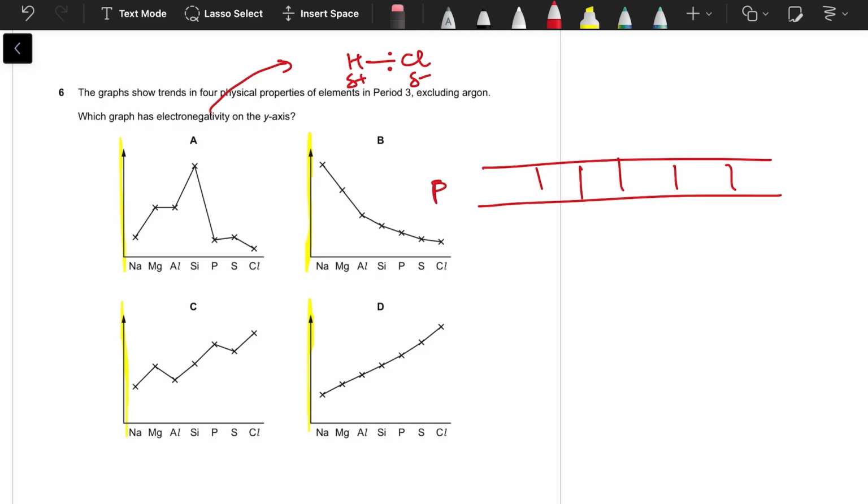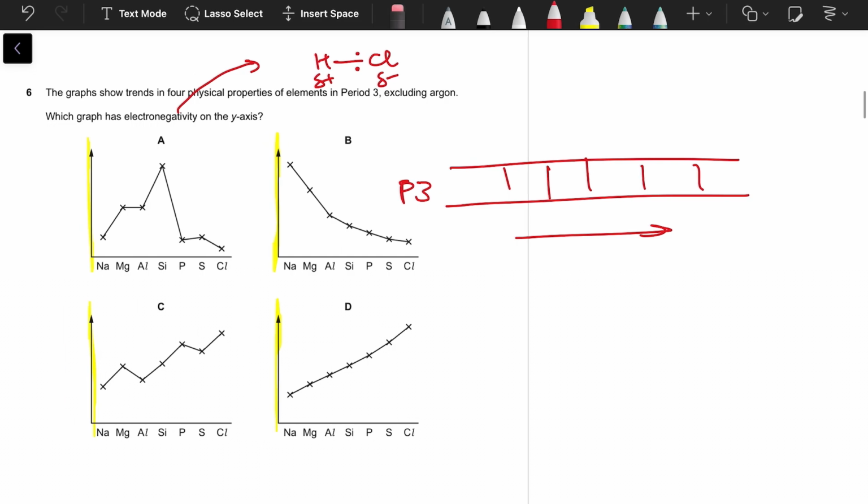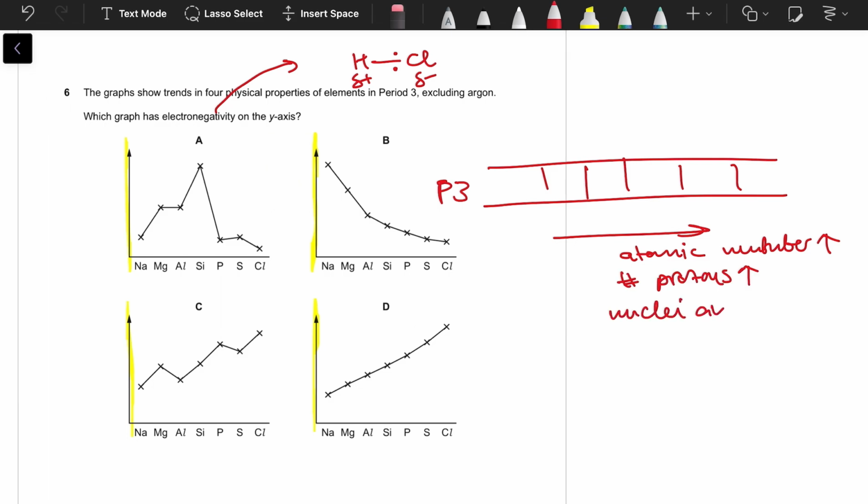Let's imagine this is our period 3. As you go across the period, you're going to have similar shielding throughout, but it's also increasing in atomic number. The nuclei are more positive, so they will more strongly attract electrons, and thus they will have a greater tendency to attract the electrons in the covalent bond. So our graph should be increasing all the way throughout our period 3.